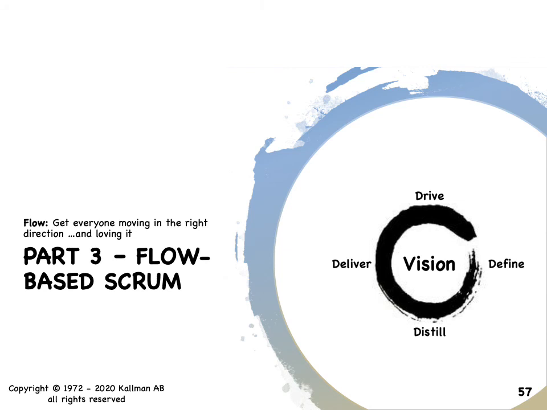In this section, we're going to get into flow-based Scrum. We're going to talk about how you're going to be able to take the 4D model, overlay it on Scrum, and it's just one example of how using everything that we've gone through in all of the other 55 slides so far, we're going to talk a little bit about that in the next slides.